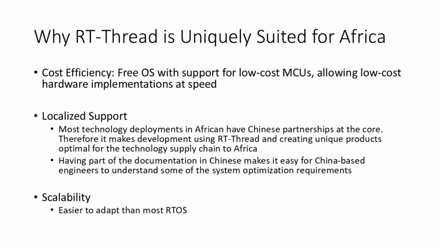Because RT-Thread has localized support within China, and part of the documentation is already in Chinese, it makes it very easy to communicate system requirements and development requirements to the China-based engineers, because they are able to understand our needs faster. Therefore we can optimize and deploy systems as fast as possible without too much back and forth caused by language barriers.